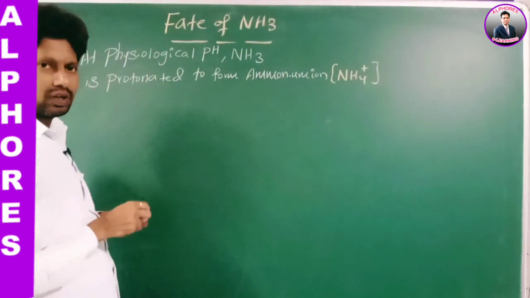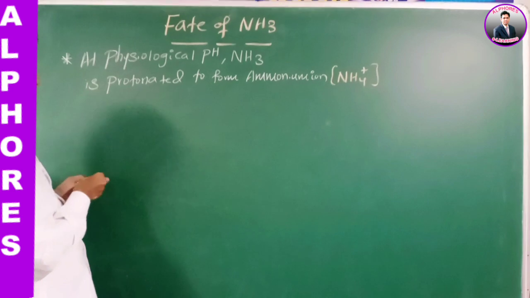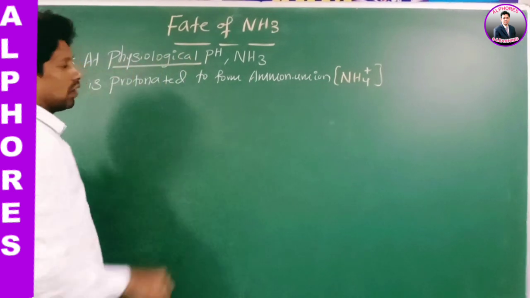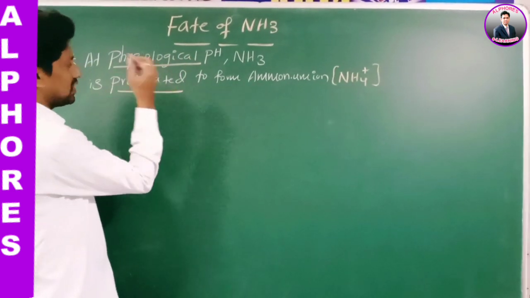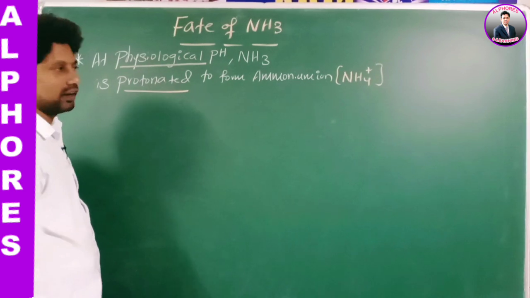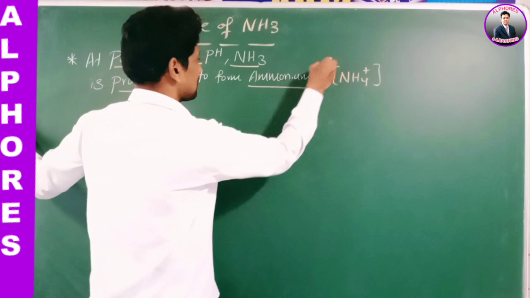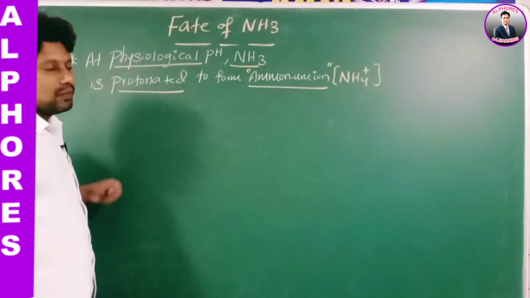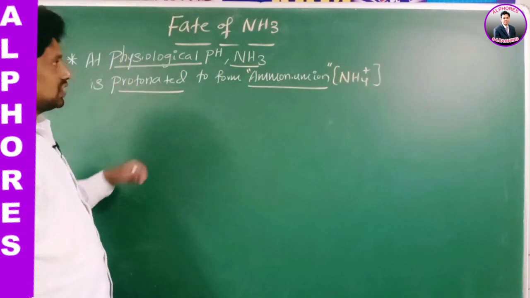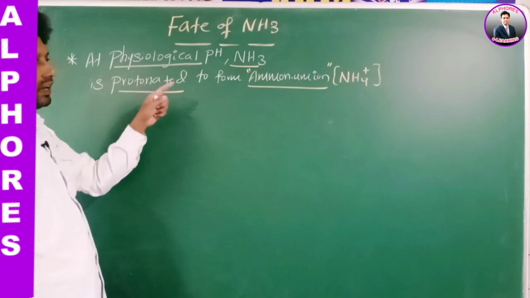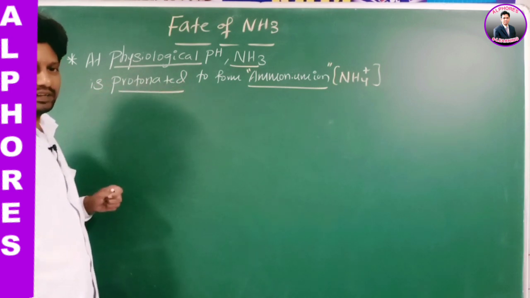Is this statement okay? At which pH? Physiological pH. What is happening? Protonation, addition of proton to what? Ammonia, results in the formation of what? Ammonium ion. Therefore, at physiological pH, this ammonia is protonated to form ammonium ion.